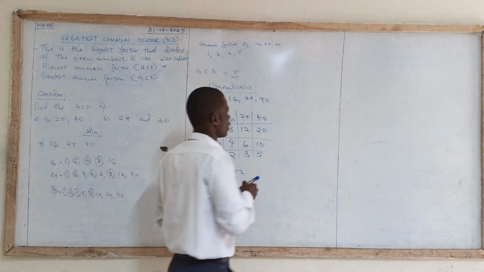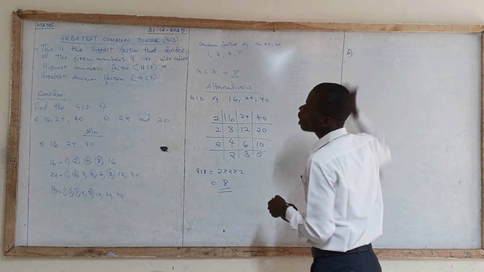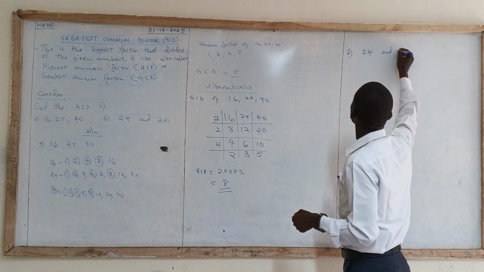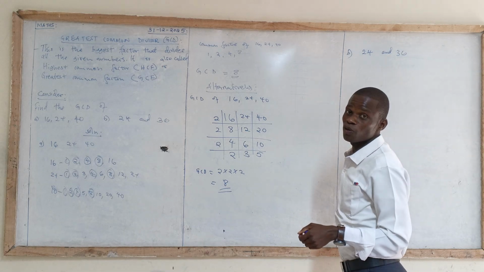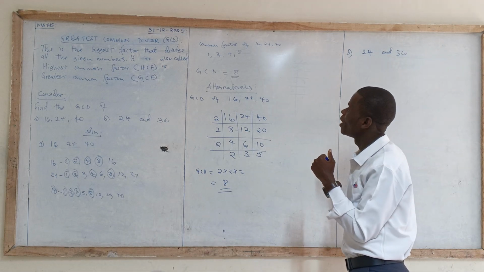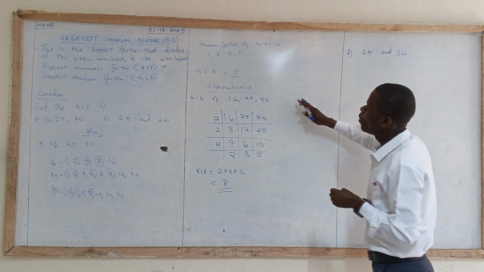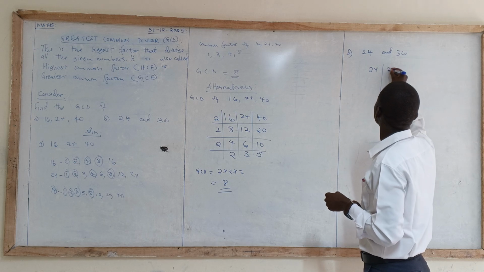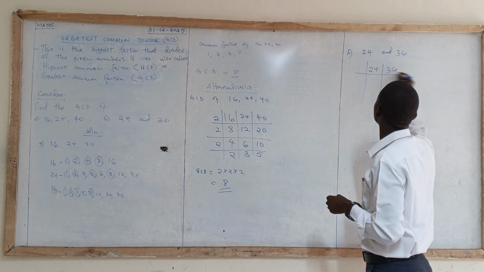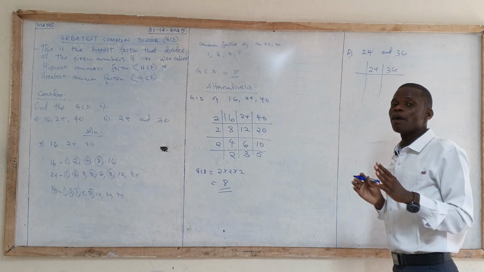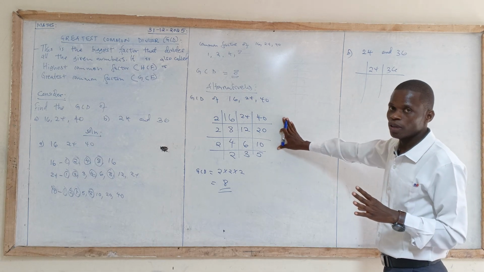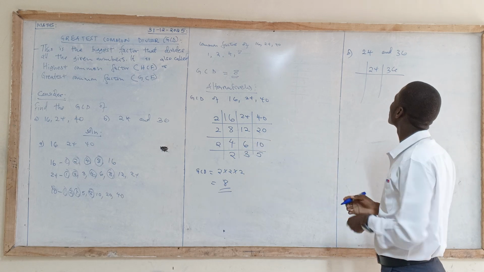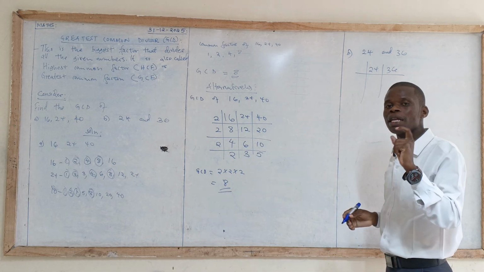Let us look at B. B, what we have? We have 24 and 36. So some people are waiting for me to let you do this. No. Today we are doing it together. Now, here we have 24, 36. I am choosing prime factorization method. Reason, I'm tired of listing these things. So prime factorization, I use prime numbers only.